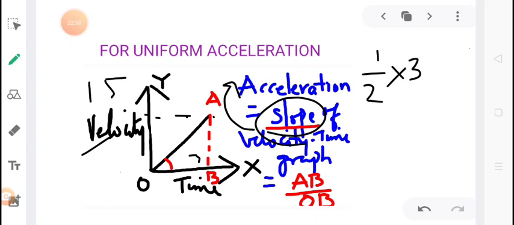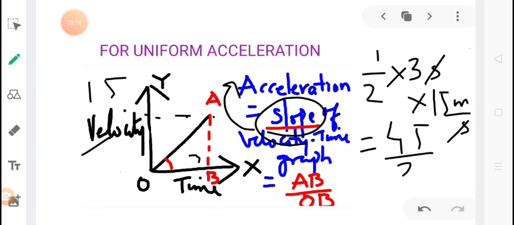What is base? 3. And what value does it represent? Time. So it is 3 seconds, isn't it? Into velocity. How much is the velocity corresponding to time equal to 3 seconds? It is 15 meter per second. Now let me just solve it out. Cancel out the units and you get 45 by 2 meter, that is 22.5 meter. Don't you get meter as the unit? And obviously this value has got the dimension of length, so that's why using the area covered under the graph, area enclosed inside the graph, you can find out the value of distance traveled.